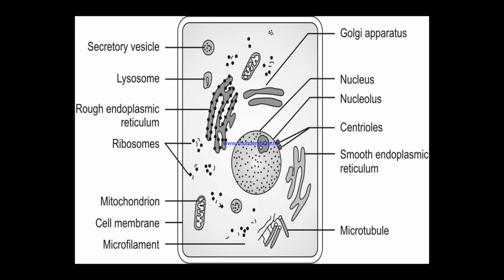Here you can see a diagrammatic representation of a cell, where you can see the centrioles, the nucleus, the nucleolus in the nucleus, the smooth endoplasmic reticulum, the microtubules, microfilaments, the cell membrane, the mitochondria, the powerhouse, the ribosomes for the protein synthesis. Like here we have smooth endoplasmic reticulum, here we have the rough endoplasmic reticulum with the ribosomes. These are the lysosomes, secretory vesicles, Golgi bodies. Now let's understand about each component.